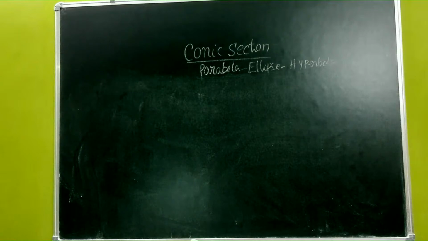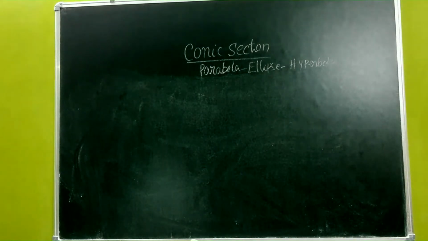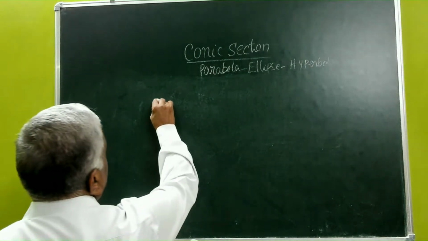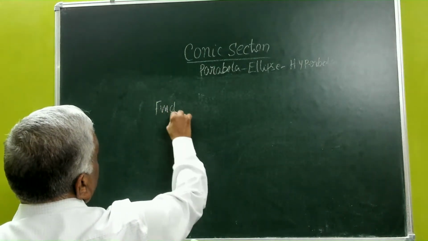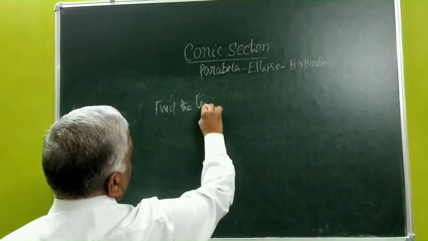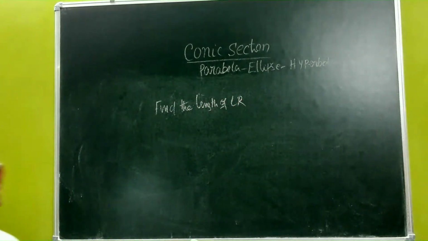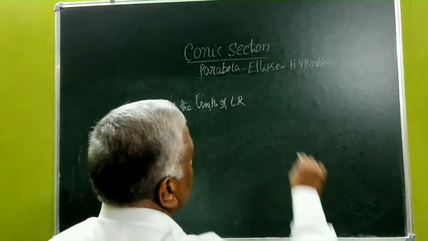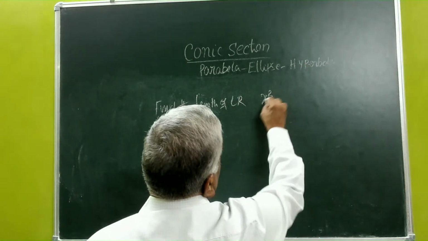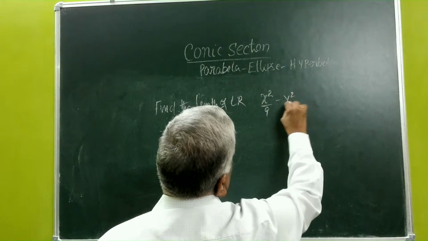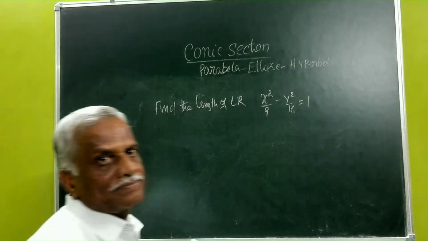Find the coordinates of foci and length of lateral rectum. They have asked both. So one of them we shall do. Find the length of LR, because in CET they can't ask both of them. Find the length of LR of the hyperbola x square by 9 minus y square by 16 equals 1.